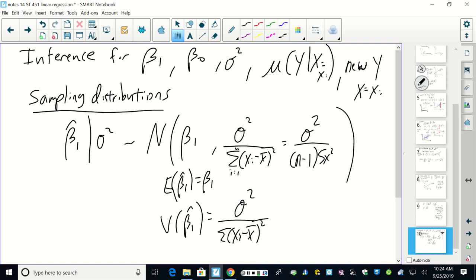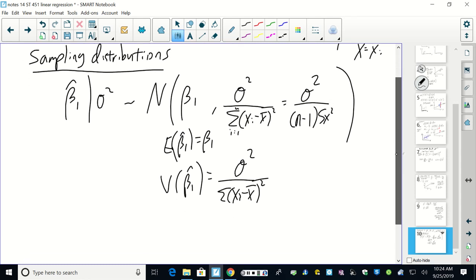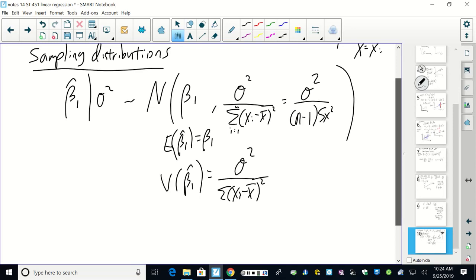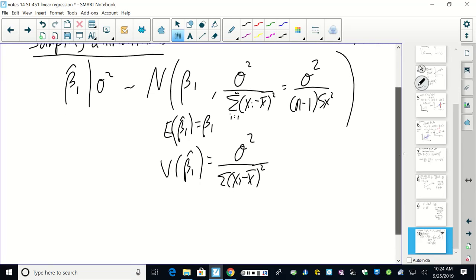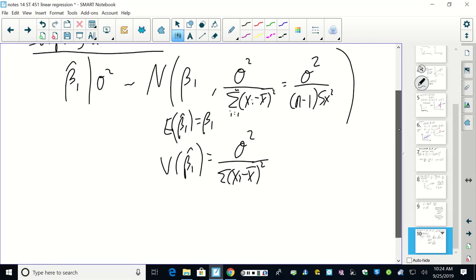Beta 1 hat is a combination of the y's. It's actually a linear combination of the y's. The y's were normally distributed, and so beta 1 hat is also normally distributed. There's some algebra to figure that out, and 351 went through that in some detail, but that's the result.